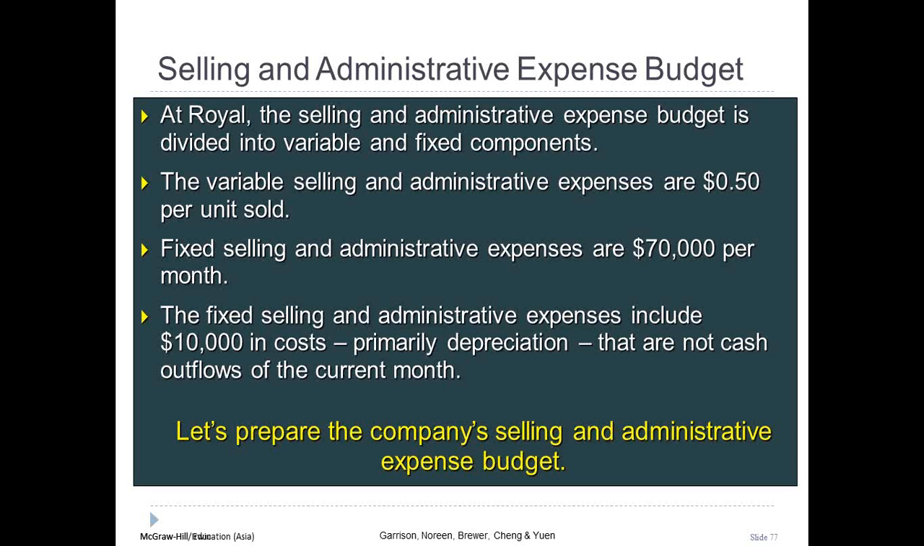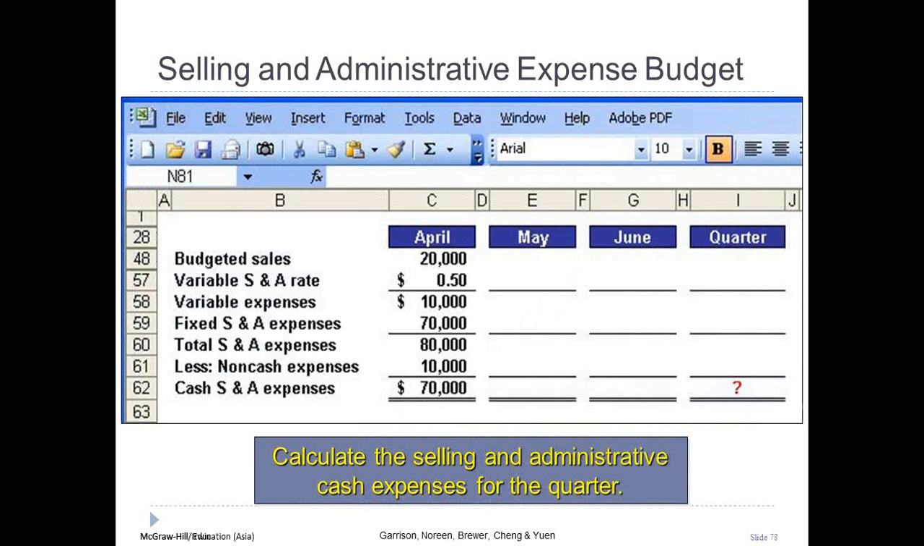The selling and administrative expense budget will be prepared in a manner similar to our overhead budget. This budget lists the budgeted expenses for areas other than manufacturing, and it is typically a compilation of many smaller individual budgets. The first step in preparing this budget is to multiply the variable selling and administrative rate by the number of units sold. In April, we expect to sell 20,000 units and apply the variable rate of 50 cents per unit.